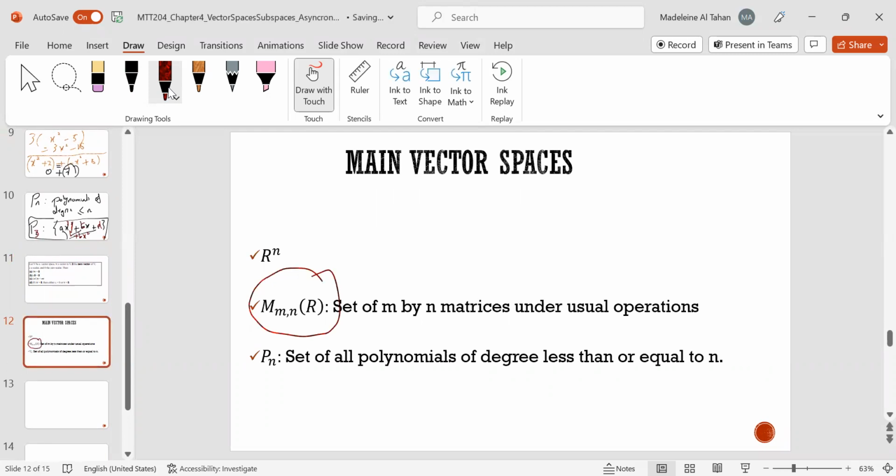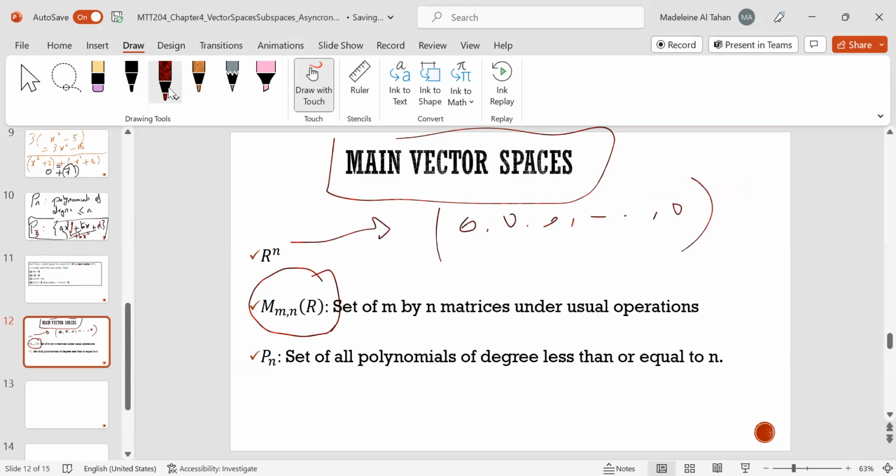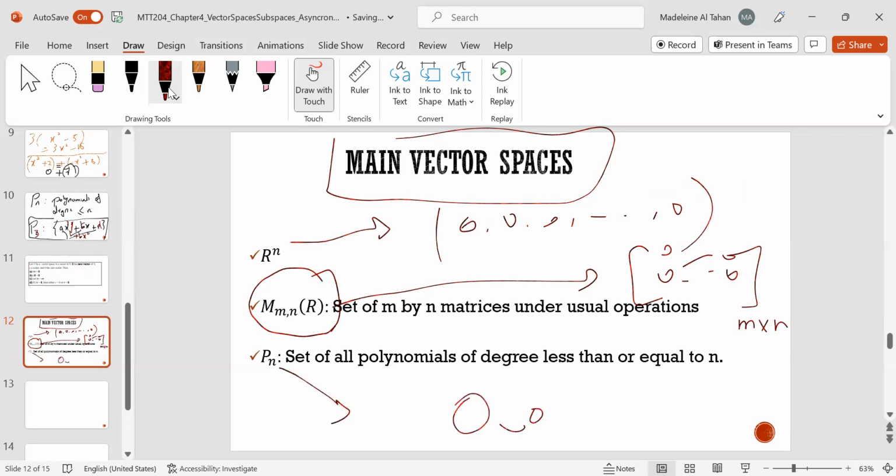So these are our main vector spaces: Rn, the matrices, which are of size m by n, and the polynomials. The zero vector in Rn is 0, 0, and so on. How many times, miss? n times. The zero vector here is the zero matrix, whose size is m by n, and in polynomials, the zero vector is 0, which we can write as 0x to the power n plus 0x to the power n minus 1, plus, until we reach 0.